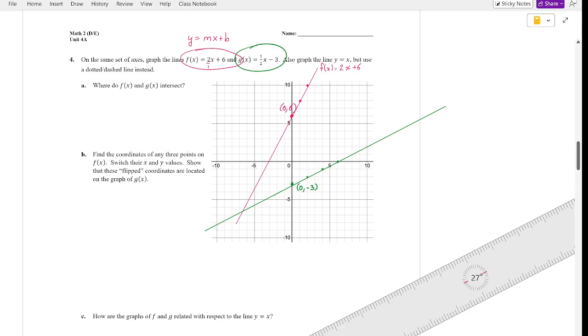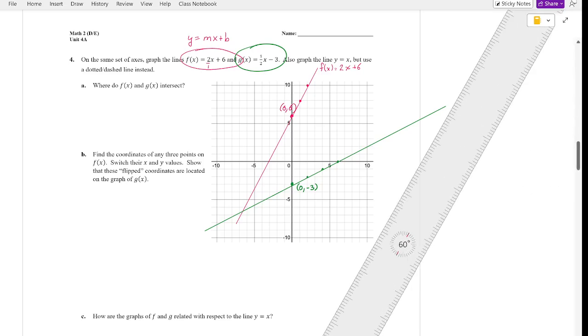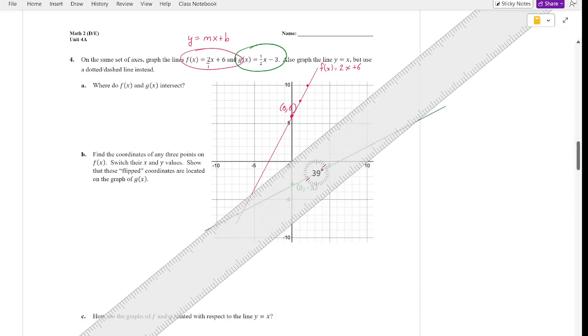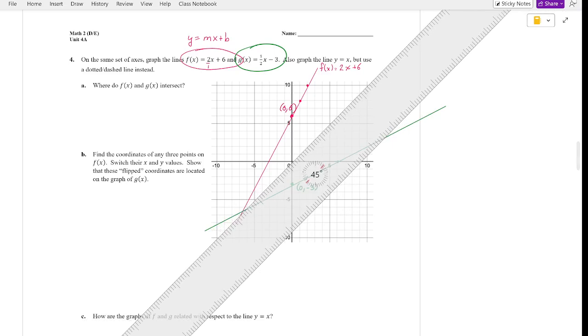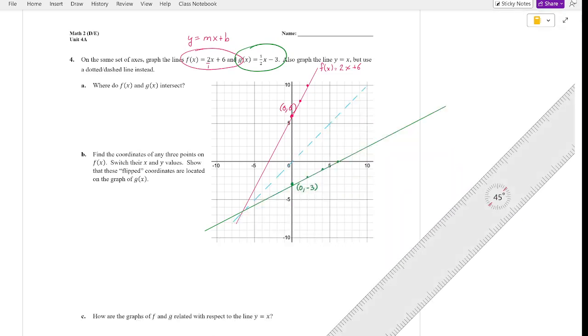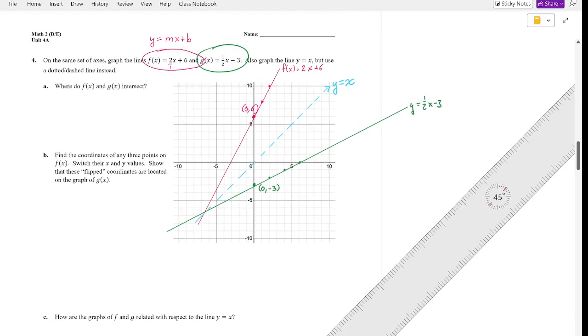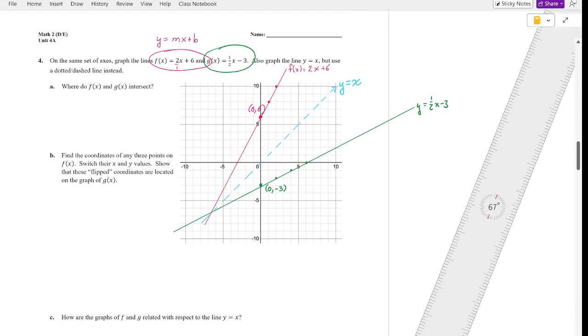And let's graph the line y equals x also. So let's do that one in this color. Y equals x is just a slope of 1 right through the origin. And it says use a dash line for that one. Okay, so there's y equals x. The green one was y equals 1/2 x minus 3. All right, so there's everything.